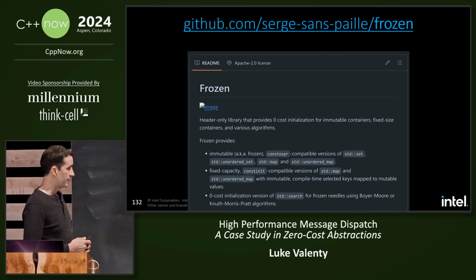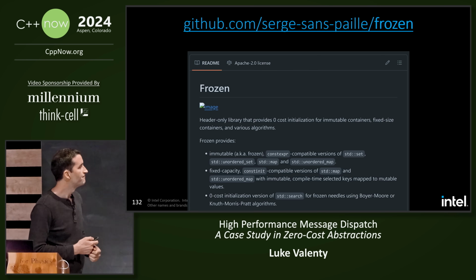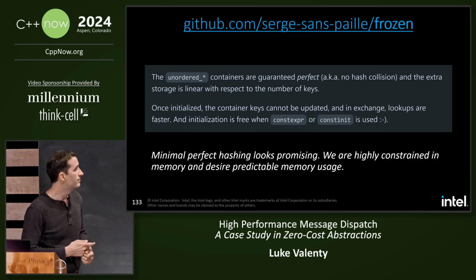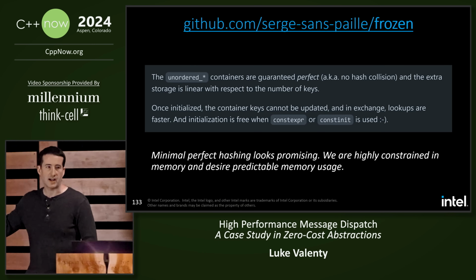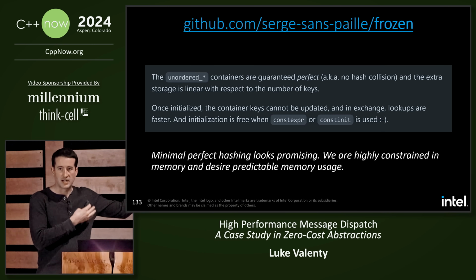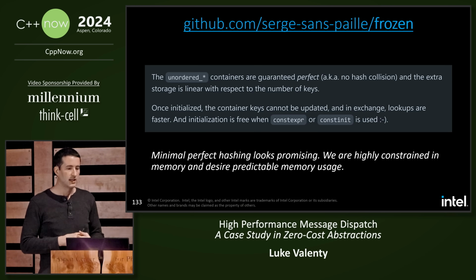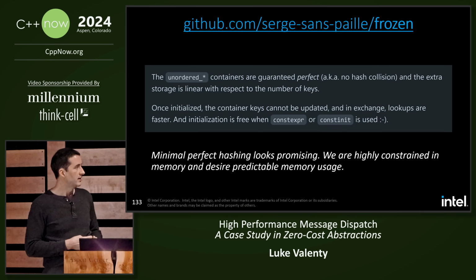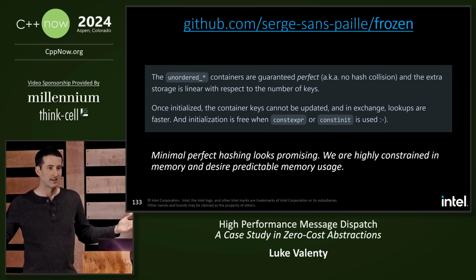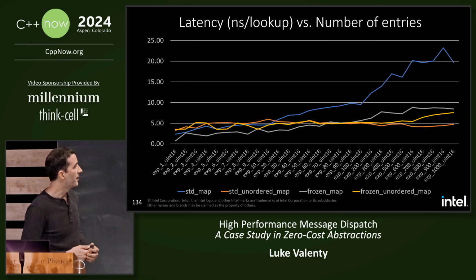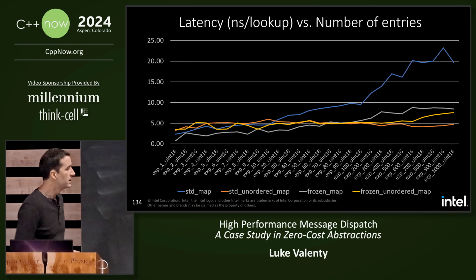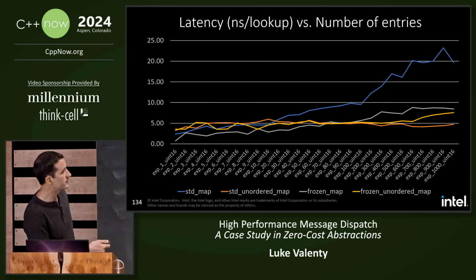There's a library called Frozen. Frozen's pretty cool. It has minimal perfect hashing, and that really caught my eye. I can do this at compile time, and it's going to optimize the hash function based on the keys. It's going to be minimal, so as small as it can be, and perfect, which means you can't get better than that. I'm super excited about that. So here are some benchmarks. Std map is in blue. Std unordered map is in orange. It's good. This is not good.